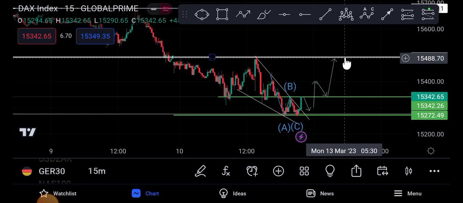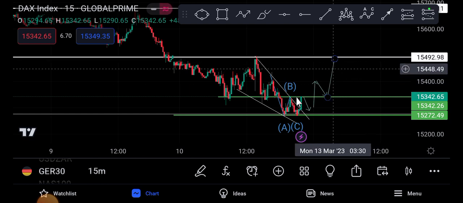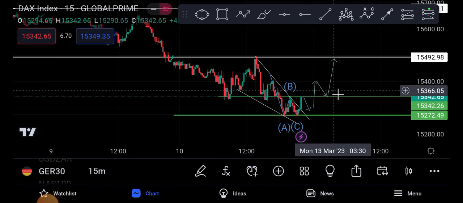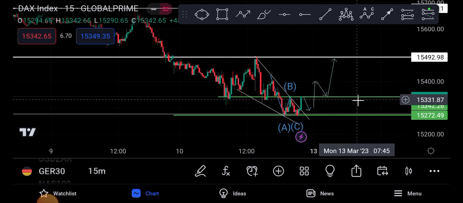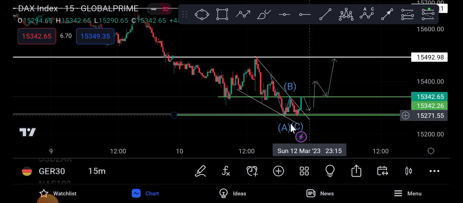You understand? So if it doesn't create that, then you're not going to enter the sells. It has to create something like a W or an M. That's what we're going to be looking for.